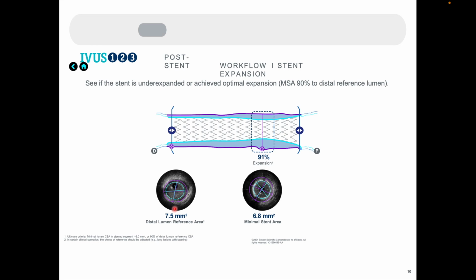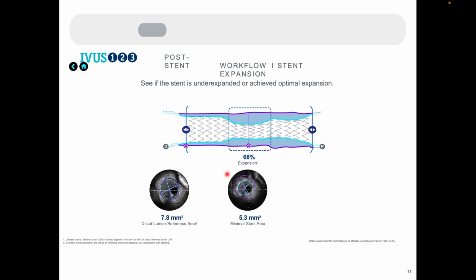So 7.5 mm² at the distal reference segment, 6.8 mm² is the minimal stent area. This comes to almost 91% expansion. So this is a well expanded stent. Now another example you can see here: angiographically it looks under-expanded, and if you see the MSA is 5.3 mm² and the distal reference segment MLA is 7.8 mm², this comes to 68% stent expansion. So this needs more post-dilatation.